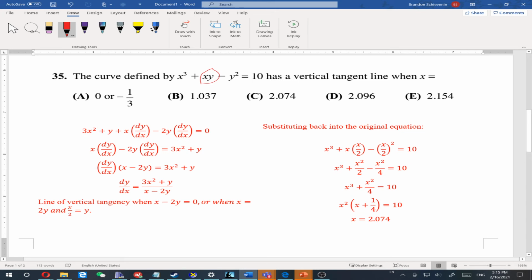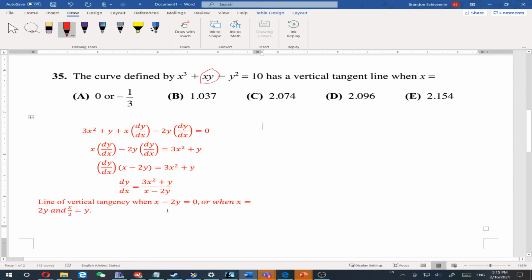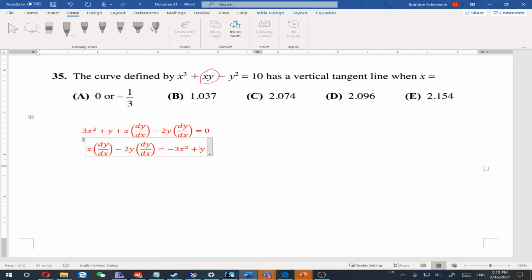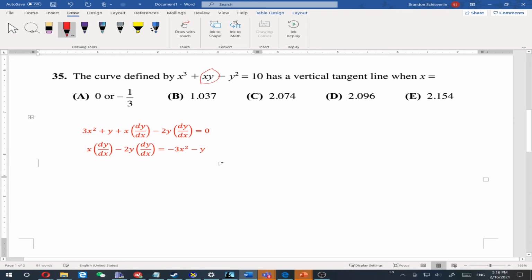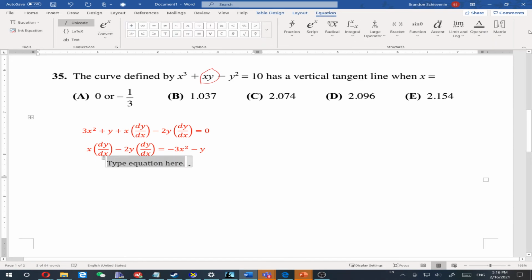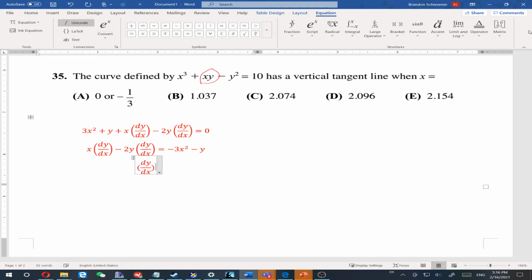Then I'm going to move everything that... Oh, I think I made a mistake here. I didn't actually change my signs. Okay, I need to change some signs, so we'll redo this one from here. Oh, wait. No, I still made a mistake. I need to change my signs on this one, so this will be -3x squared and -y. From here, what do I need to do? Divide by x minus 2y on both sides. Perfect. So I can factor out my dy over dx. This will be x minus 2y, and then I'll divide that from both sides.